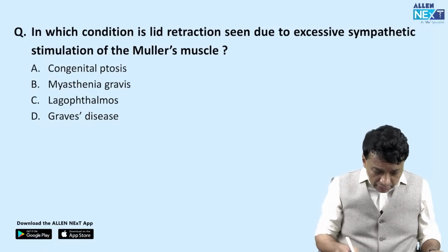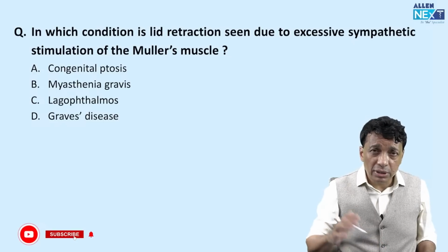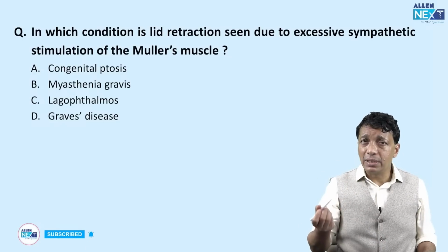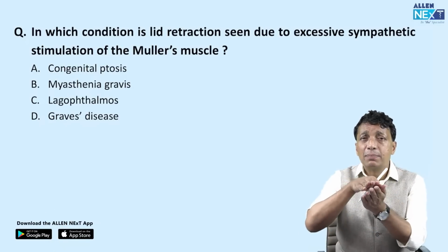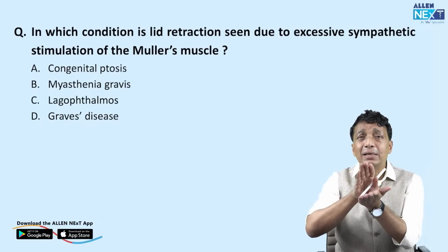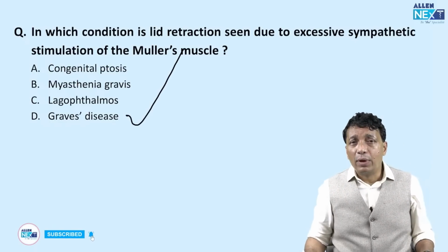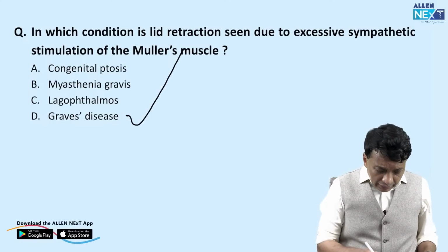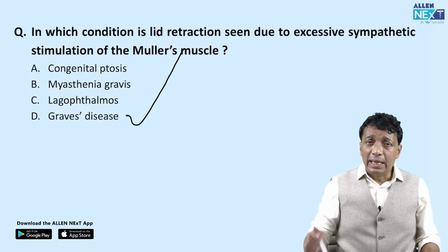It cannot be that. Myasthenia gravis, again, remember, the commonest ocular manifestation is ptosis, because the LPS is the first muscle to get damaged in myasthenia. Lagophthalmos is a partially opened eye, which means incomplete closure of the eyelid. The answer is Graves' disease, where the commonest ocular manifestation, remember, is lid retraction.